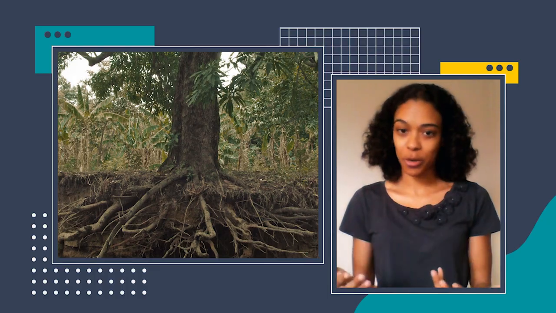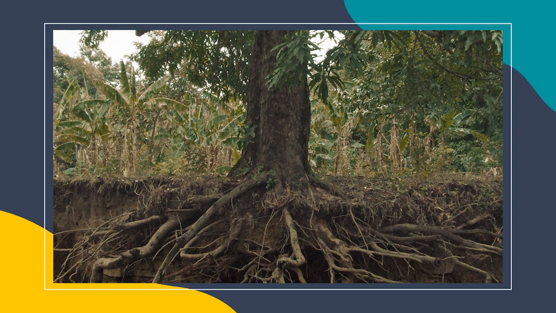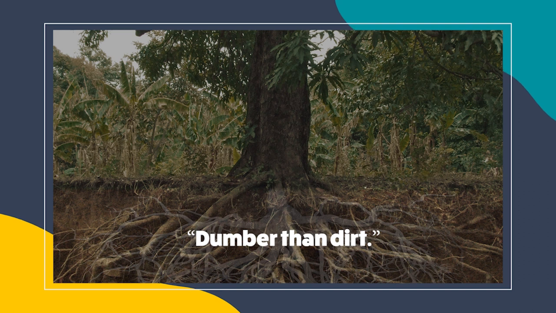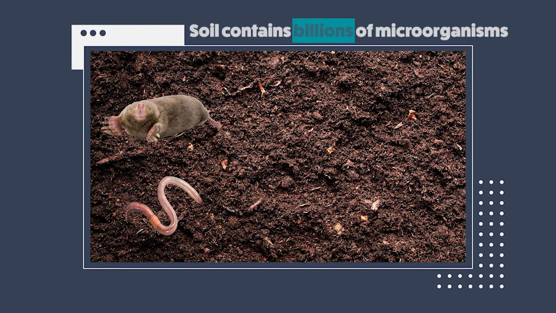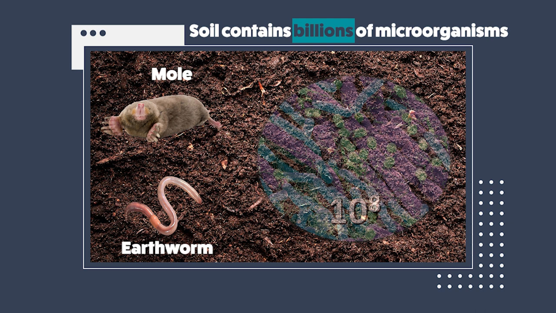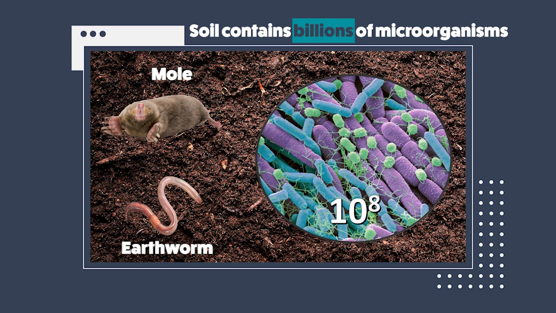There's another thing that you may not think of when you think about trees, and that's the soil and the roots. And there's another saying that's common, dumber than dirt, and I'm going to show you today that soil is anything but stupid. Far from being an inert mass of minerals, soil is actually full of life. There are larger creatures that you may be more familiar with, like moles and earthworms. But in addition, there are billions and billions of microorganisms. A single teaspoon of rich soil can have as many microorganisms, as many bacteria, as there are people in the United States. So hundreds of millions of bacteria per teaspoon.